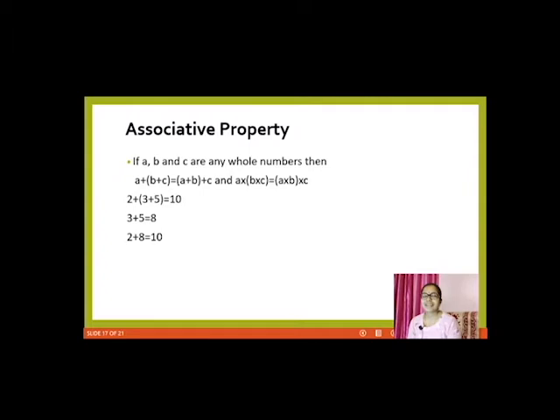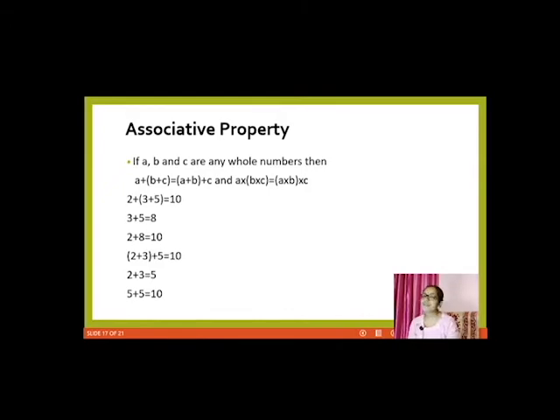Then you go and add 2 with this 8, so you will get the answer 10. But if you want to add these 3 numbers, you can go in a different way also. That is, you add 2 and 3 together and then add 5 with that result. Let's see. 2 plus 3 is 5. If you add 5 to that answer, you will end up with the answer 10.